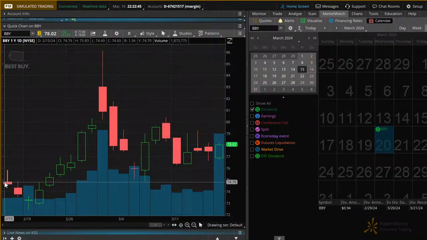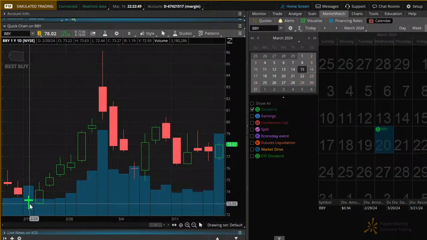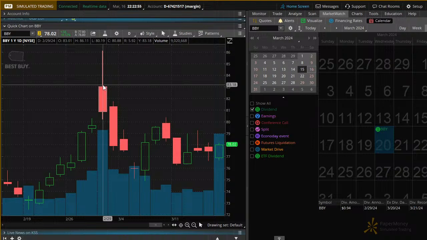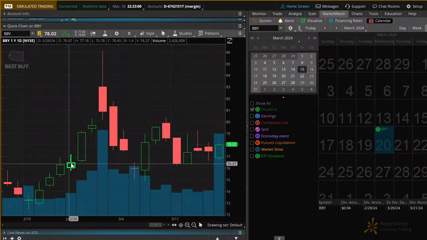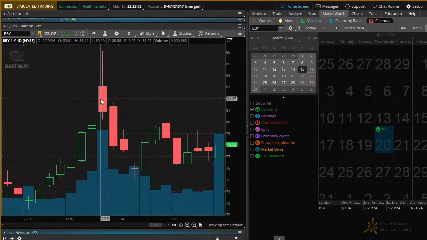Okay, so 30 days ago, we were at 74.79. 30-day bottom was on the 20th, and that was 72.44. 30-day top, 86.11. Look at the run-up. 1, 2, 3, 4, 5, 6, 7, 8. 8 days to the top side.